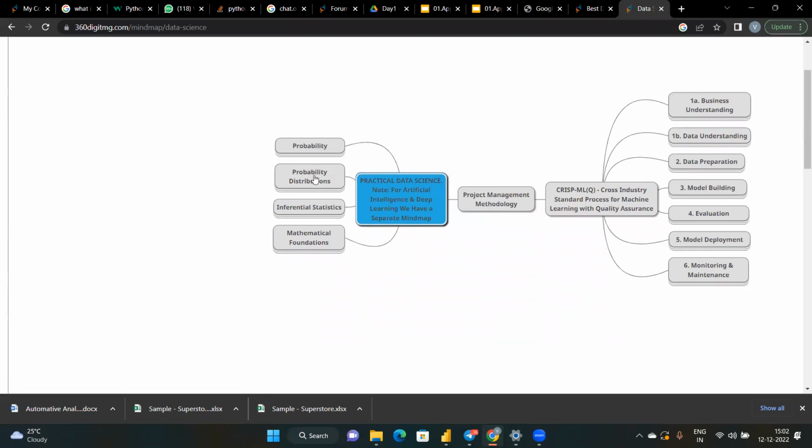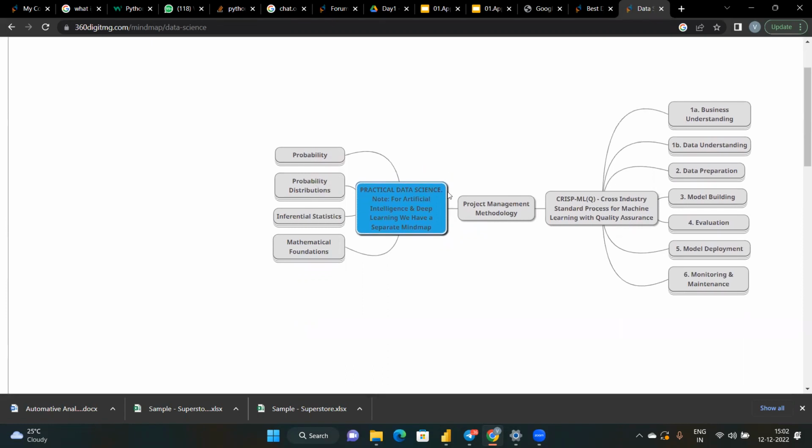Okay, so this is our mind map, guys, which is done by 360DigiTMG. CRISP-ML(Q), as I said, the full form is Cross Industry Standard Process for Machine Learning with Quality Assurance. Okay, guys, we'll be seeing how we are going to implement this.